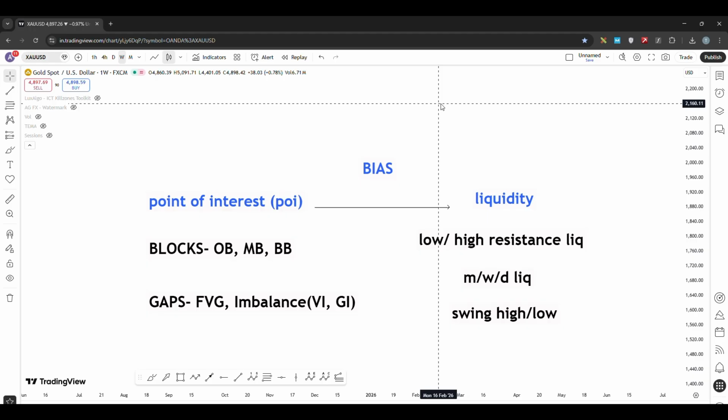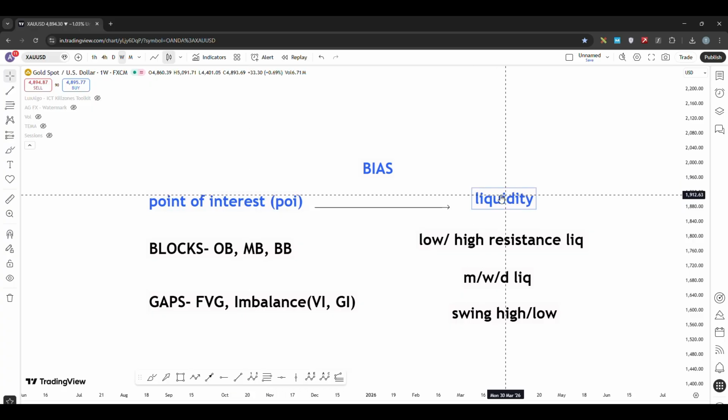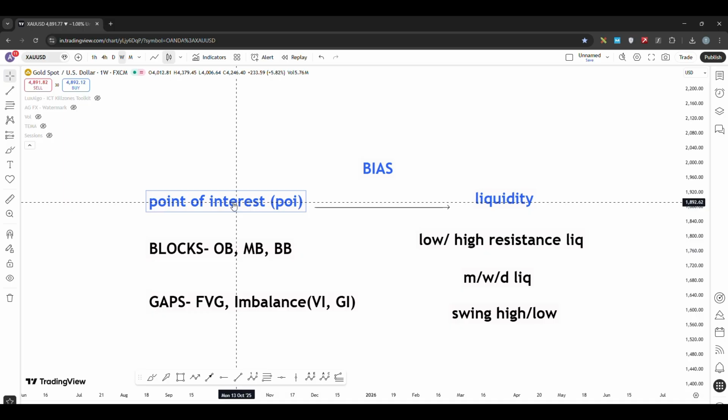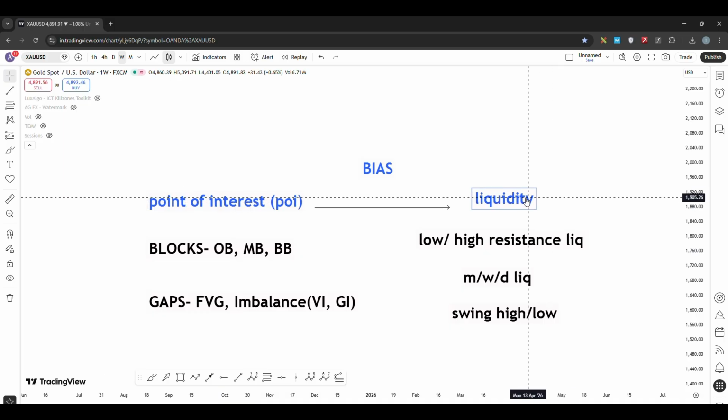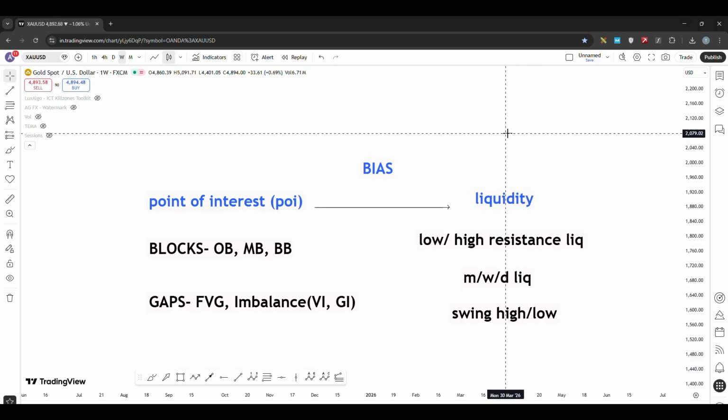So to understand bias, you have to understand two things. One is point of interest, the second one is liquidity. Now you have to keep this in mind, that market always moves from a point of interest to a liquidity. Always. Doesn't matter what kind of market it is, it always moves from point of interest to a liquidity.